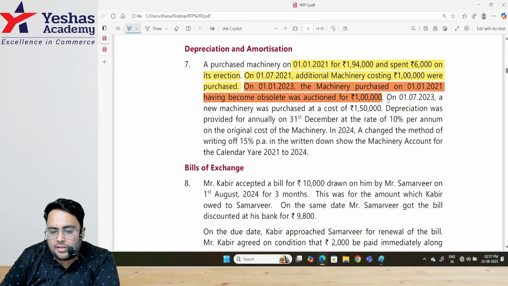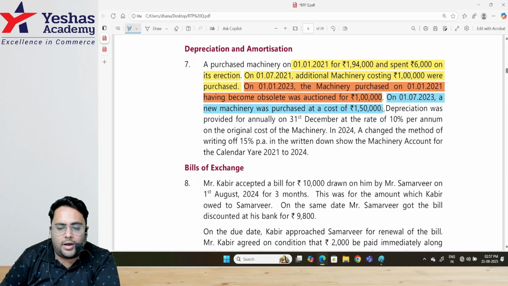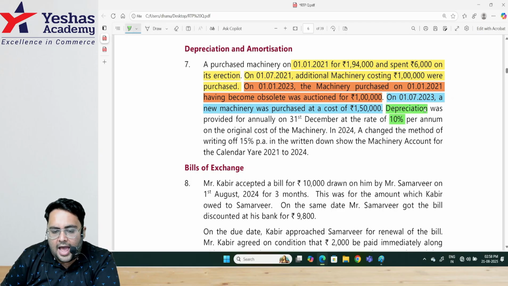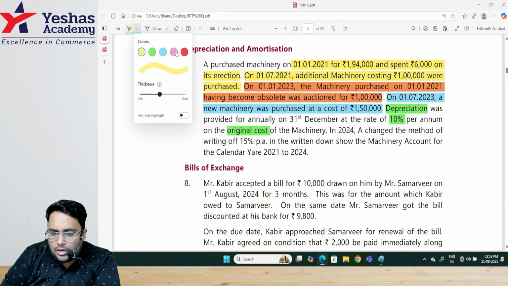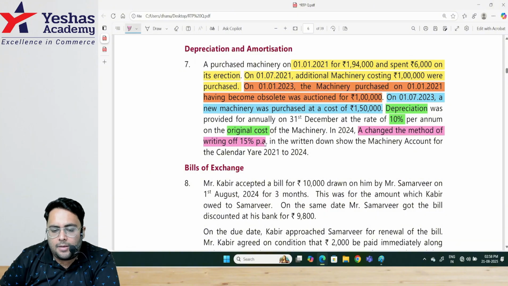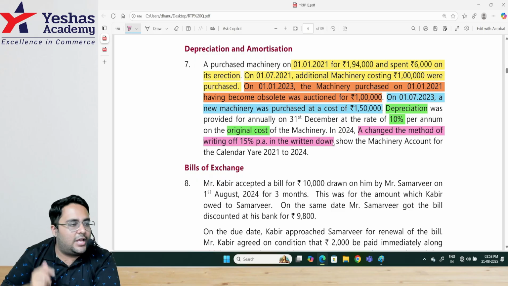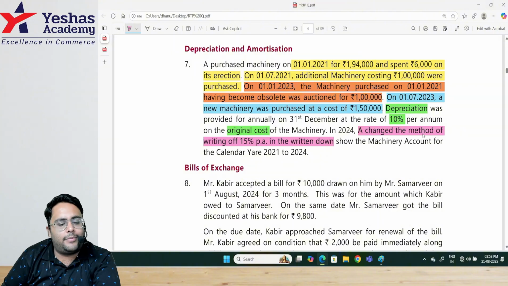On 1st July 23, a new machine was purchased at a cost of 150. M3, 150. Depreciation to be provided annually on 31st December at a rate of 10% per annum on original cost of machinery. In 2024, a change in the method of 15% method of writing off, 15% per annum on written down value. They've not completed the sentence over there. In 2024, there is a change in the method of depreciation. Show machinery account for 2021 to 2024.